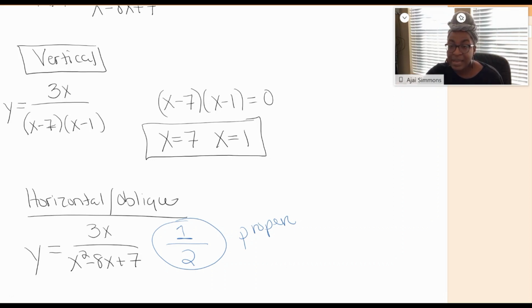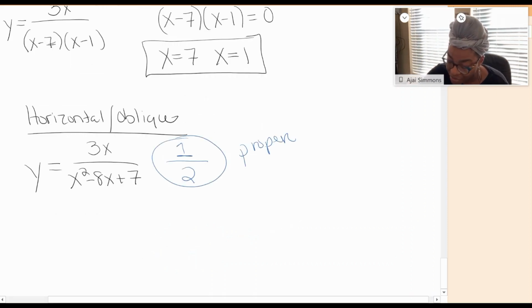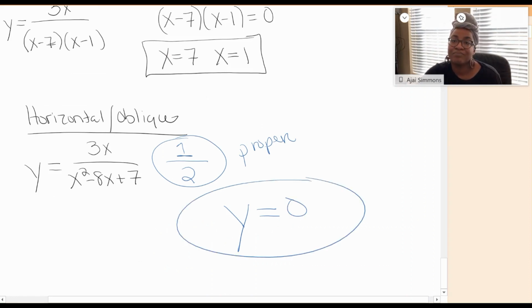Now, when you have a proper fraction where the top is smaller than the bottom, there's no work you have to do. All you have to do is say y is equal to 0. No work. So when you have a proper fraction where the top degree is smaller than the bottom, all you have to do is say y is equal to 0. Again, this is something that we talk about in the video about asymptotes.